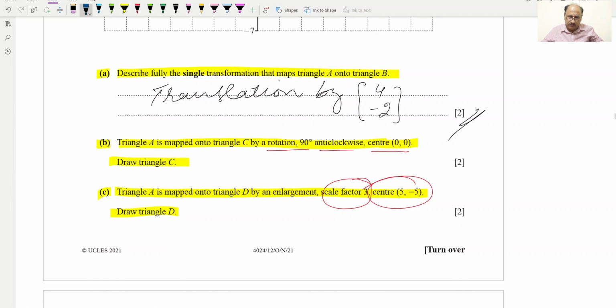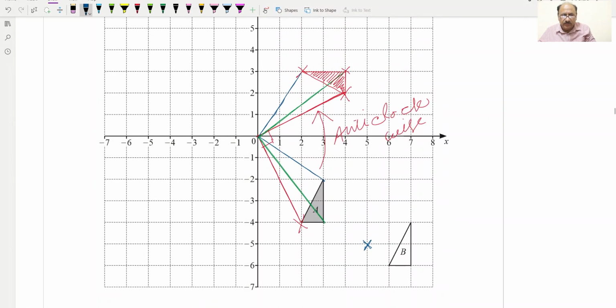triangle A is mapped onto D by enlargement scale factor 3. So scale factor 3 and enlargement. So we will be drawing this, and we need to draw this basically. How we will be drawing this one, that we need to draw. First of all we can, I'm taking time because I need to be accurate.